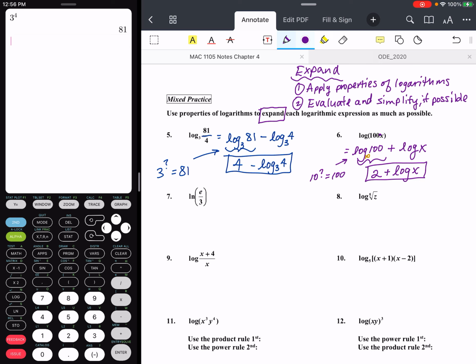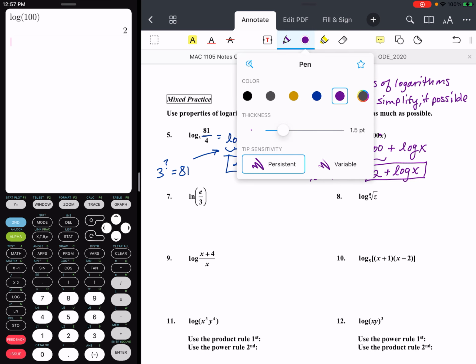Now, the nice thing about your common log is you can even more easily check that in your calculator. Because it's common log, I can say what's the log of 100 if I'm doubting myself, and it's 2, so I got it right. Okay, super.